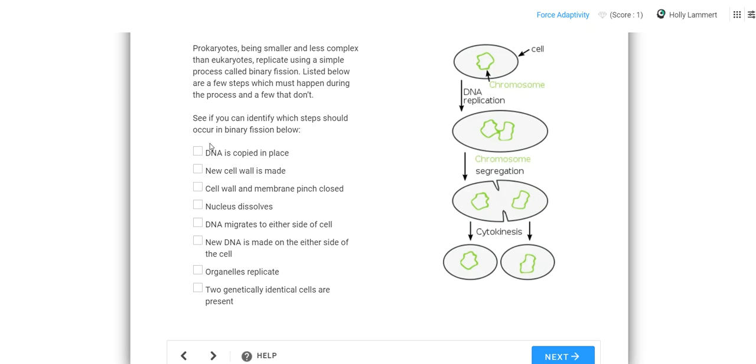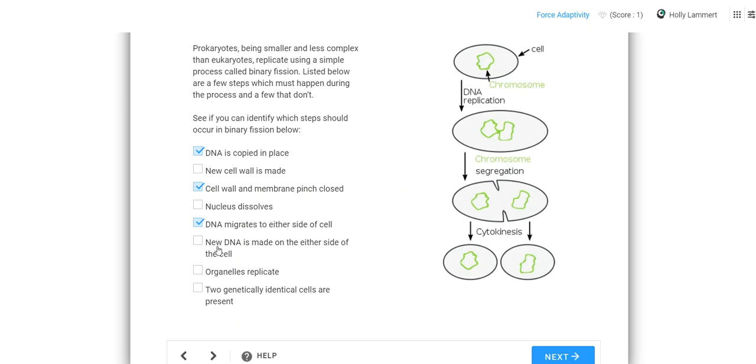DNA is copied in place. Sure. New cell wall is made. We don't know about that yet. Well, maybe here, that's a new cell wall. Cell wall and membrane pinch closed. That's true. They pinch here. The nucleus dissolves, and this is a prokaryote, remember, so we don't have a nucleus. DNA migrates to either side of the cell.